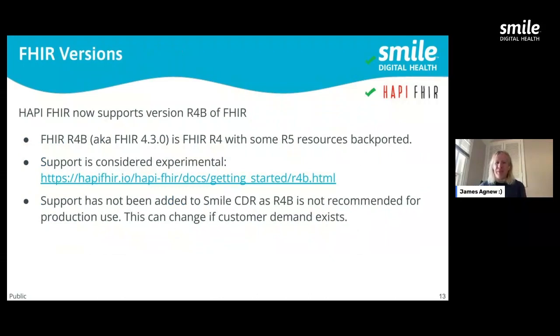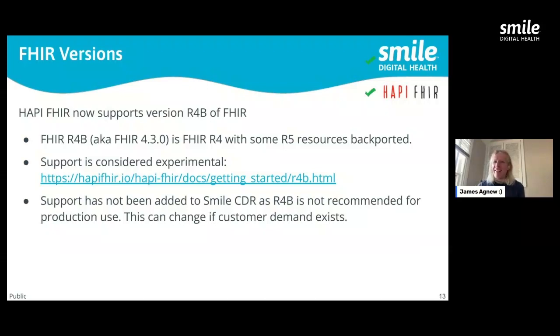First major feature we've added that I will mention, we are now supporting the FHIR R4B release. R4B comes with the FHIR version number of 4.3.0. All of these versions are super confusing. It's kind of a strange release. It's essentially the FHIR R4 release with a handful of resources from R5 backported.